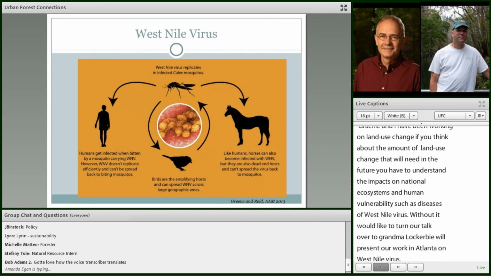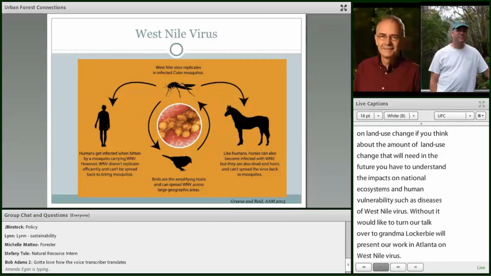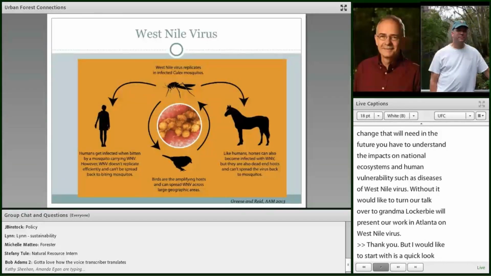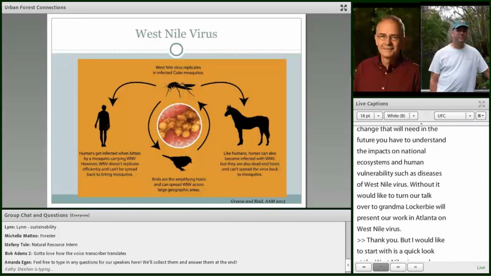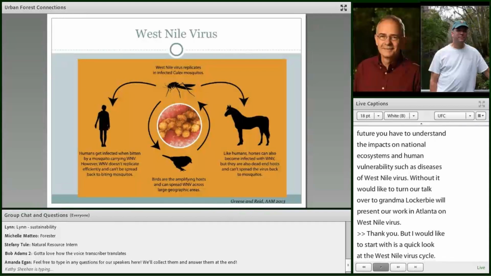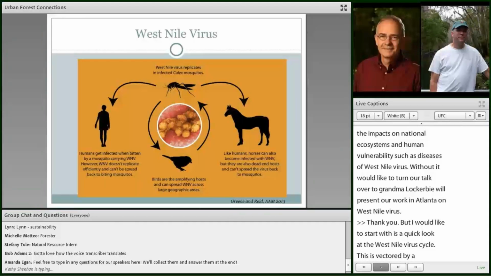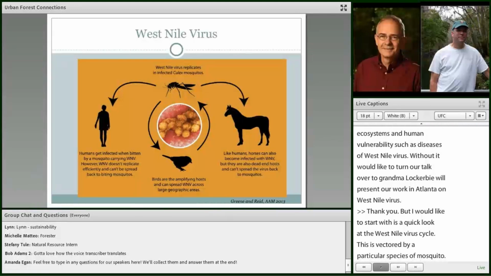I'd like to start with a quick look at the West Nile virus transmission cycle. This is mosquito-borne. It's vectored by a particular species of mosquito associated with the genus Culex, which can bite humans. Humans almost always are a dead-end host. There can be some transmission from humans, but that's rare.